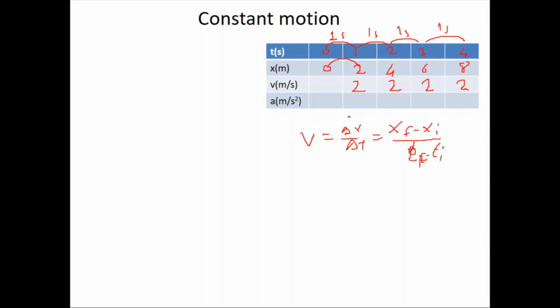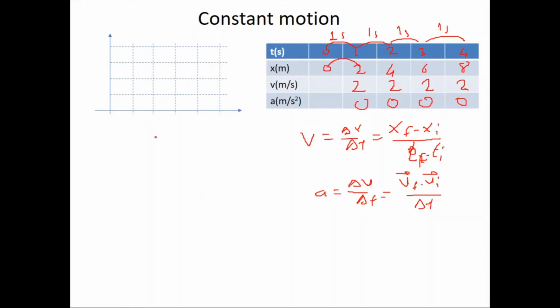And on the other hand, acceleration is defined as delta v over delta t. Let's look at the velocity change. For example, from the first second to the second second, the time passed is 1 second, and the velocity here is 2, here is again 2. So acceleration is v final minus v initial divided by delta t. Since the initial and final velocities are equal to each other, this will show us that the acceleration is 0, 0, 0, 0.